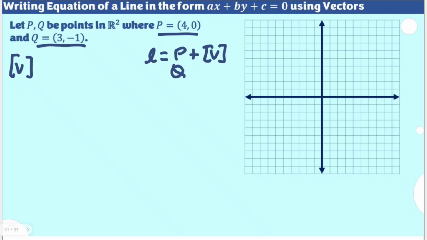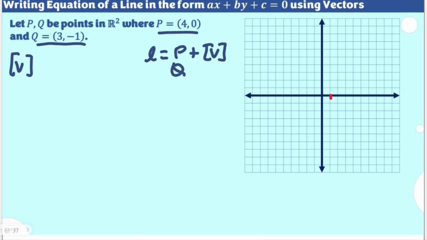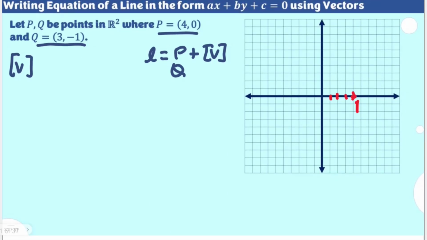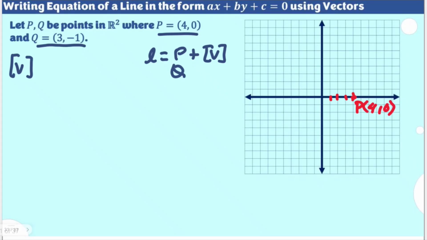So you will have here P is at (4, 0): 1, 2, 3, 4. So our P is here. This is actually identified as 4 and 0. And your Q is at 3 and negative 1. So you have here 1, 2, 3, and then you have here 1. So 3, sorry, negative 1, my bad. 3 and negative 1, so it's somewhere here. That's our Q, 3 and negative 1.